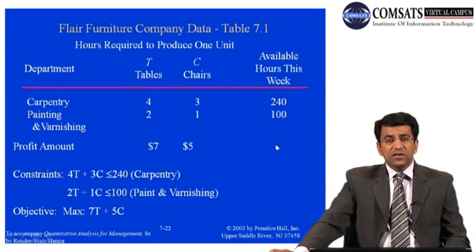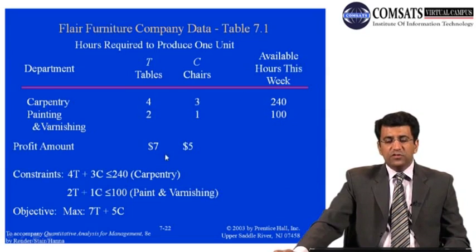So these are the total time available in hours for these particular departments, that is the carpentry department and the painting department. It means that the carpentry department cannot work beyond 240 hours. So that is the constraint. Similarly, the painting department cannot work beyond 100 hours.